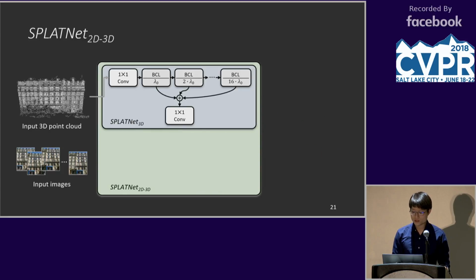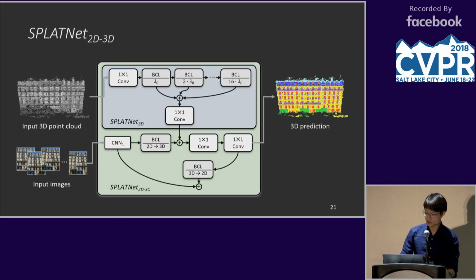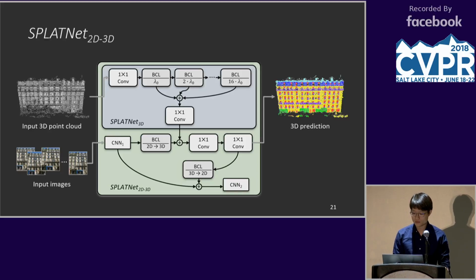The 3D network is included as part of the joint network for extracting 3D features. From 2D images, we first apply a 2D CNN to generate 2D image features, which are then projected onto the 3D point cloud and concatenated with the 3D feature from the 3D network. After 2 additional 1x1 conv layers, we can get predictions for the point cloud. And on the other path, the signal is projected back onto 2D pixels, concatenated with earlier 2D image features, and then passed through an additional 2D CNN before finally predicting 2D labels.